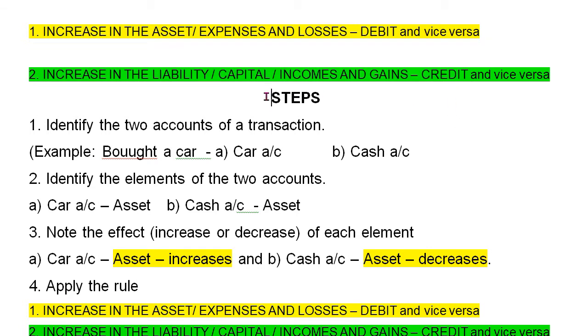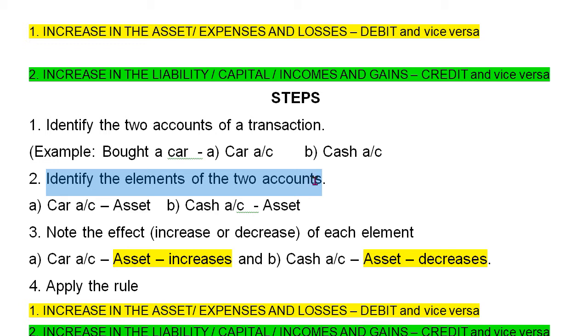Okay, now what are the steps next? First one, identify the two accounts of a transaction. Example, you bought a car. So, buying a car is a transaction. The two accounts involved in this are, one is car and the other one is cash. Two accounts are involved in this. Then the next one, identify the elements of two accounts.